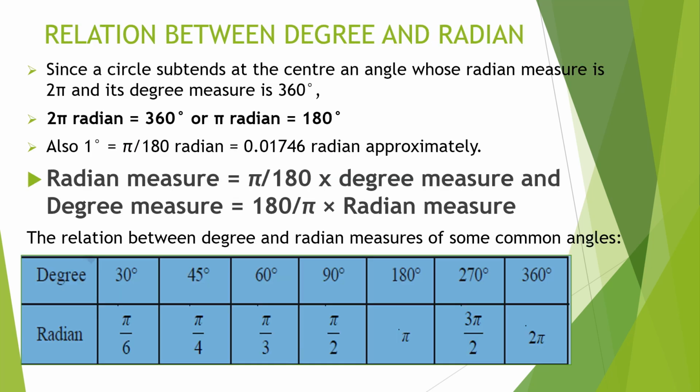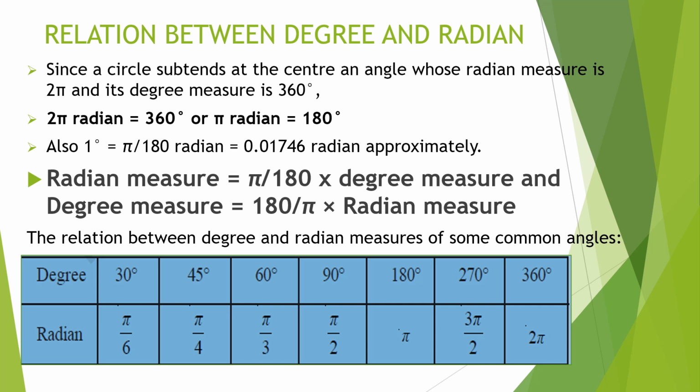This is important. Relation between degree and radian. Since a circle subtends at the center an angle whose radian measure is 2 pi and the degree measure is 360 degree. We know 360 degree is 2 pi, correct? So pi radian is equal to 180 degree. So suppose if I want, say for example 1 degree, then 1 degree is pi upon 180 radian. Or if you put the value of pi, it is 0.01746 radian.